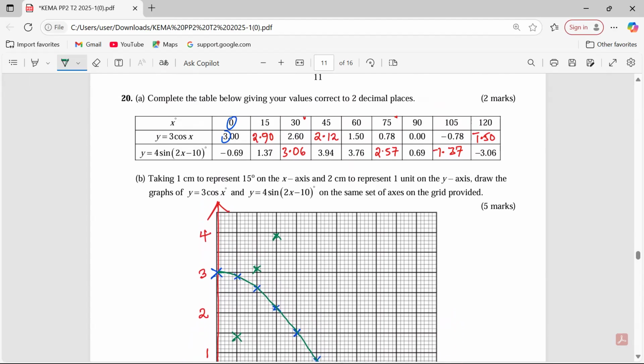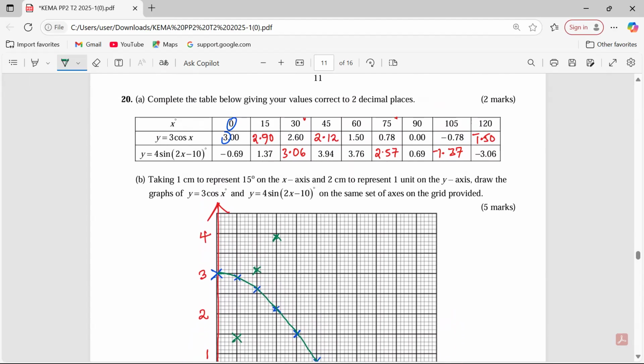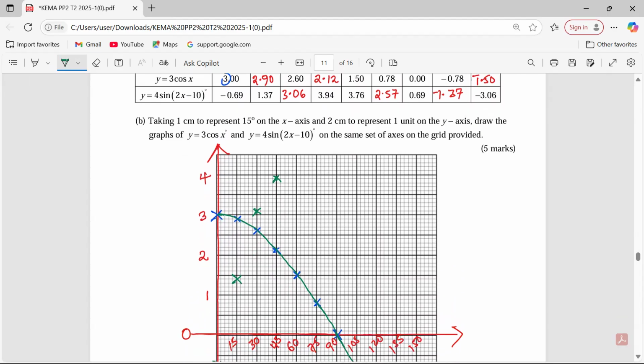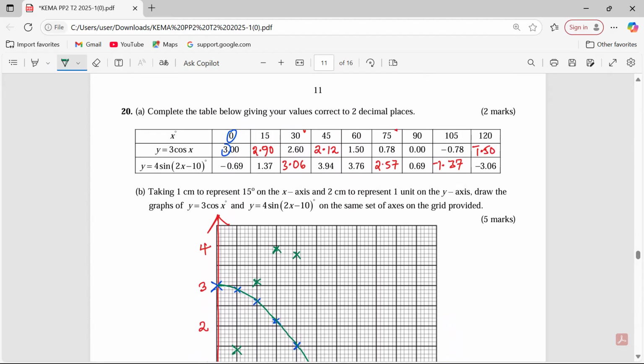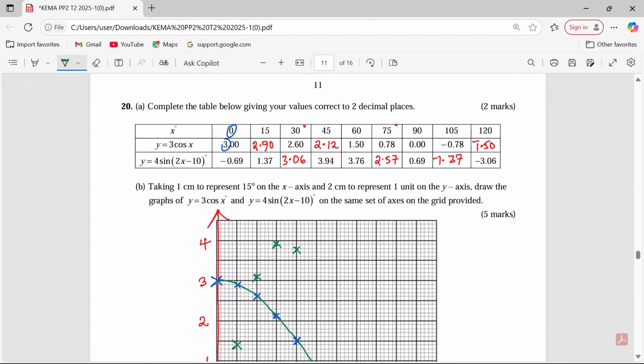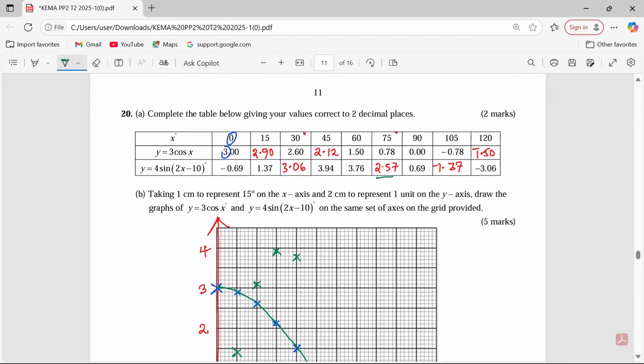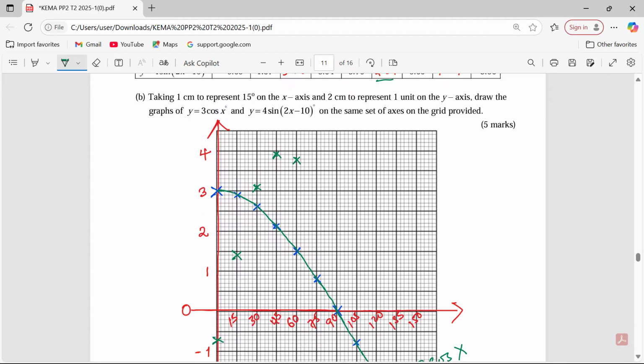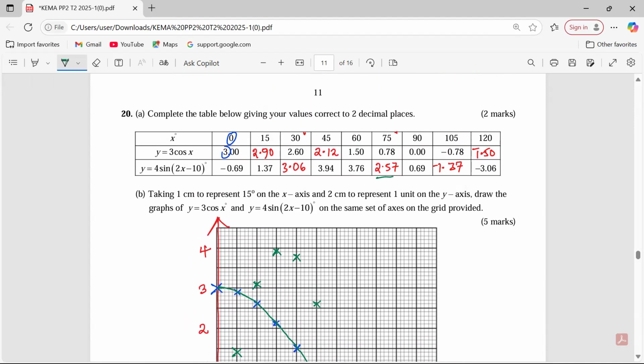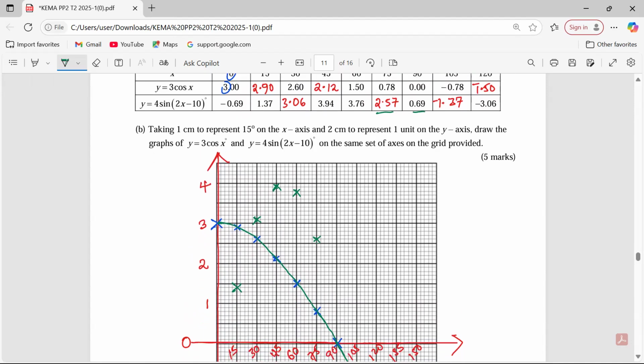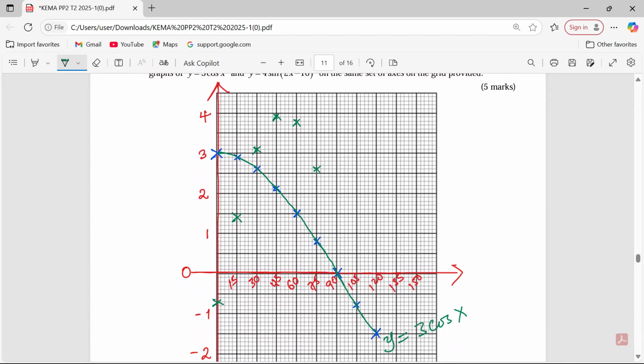Then 60 goes with 3.8. 3.8 that way. After 60, we go to 75, which goes with 2.6. 75 with 2.6, so 2.6 is here. 90 goes with 0.7. So 0.7 is here.